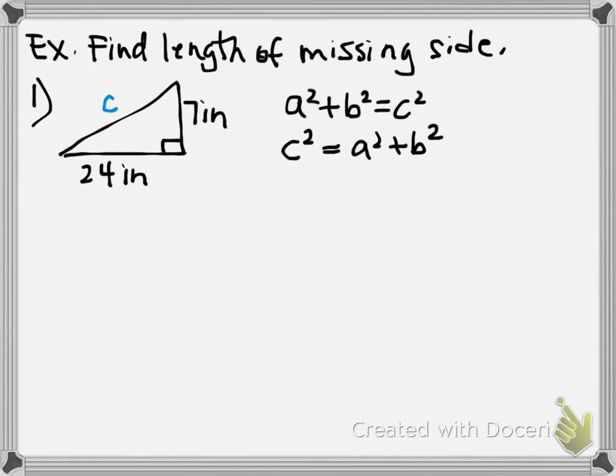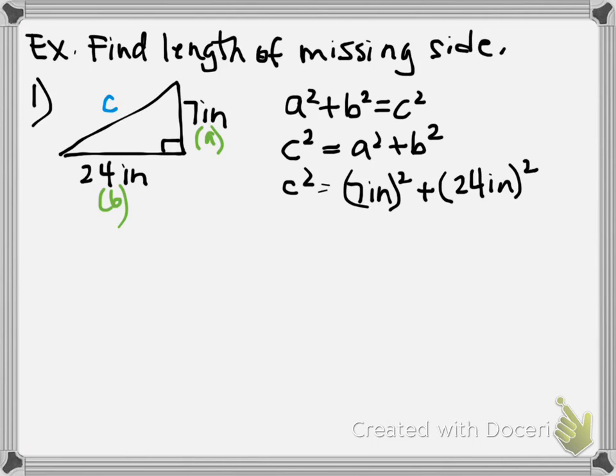So let's go ahead and arbitrarily assign an a value and b value. So who do you want to be a? 7. Okay, so we'll let a be 7, which means the 24 has to be the b. So we get c squared equals a squared, which is going to be our 7. Now I'm going to include labels in this just so you can watch what's happening to them. And then the b is the 24 inches squared. So what's 7 squared? 49. Now when I square the 7, I'm also squaring the inches, so I get 49 squared inches.